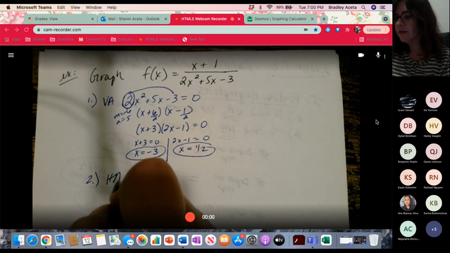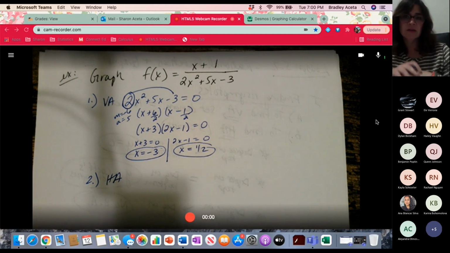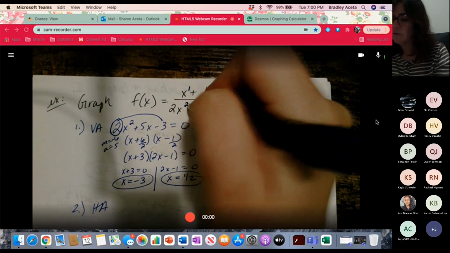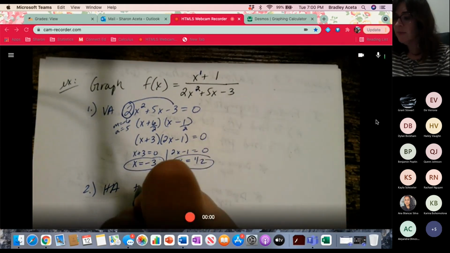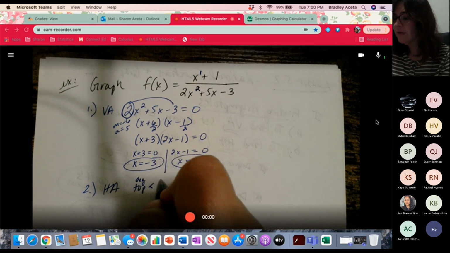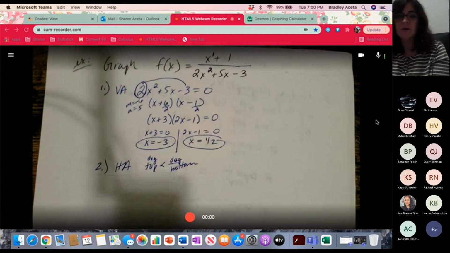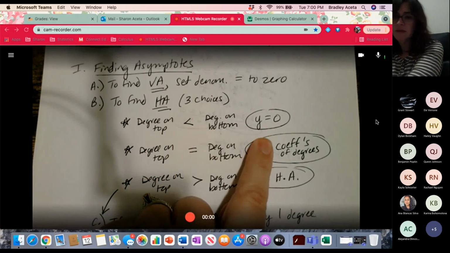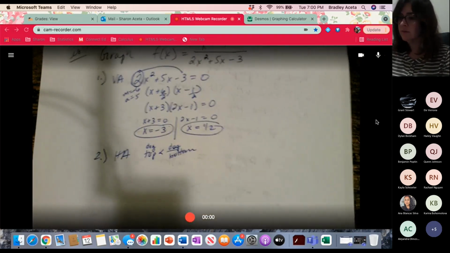Part 2, where's the horizontal asymptote? Well, the horizontal asymptote is based on degrees. And again, you have 3 choices. Choice 1, it's going to be 0. Choice 2, it's going to be the coefficients. Choice 3, it's going to be none. So let's look. Degree on top is 1. Degree on bottom is 2. Since the degree on top is less than the degree on the bottom, again, let's look at our notes. Degree on top less than degree on bottom, this is always my horizontal asymptote, y equals 0.